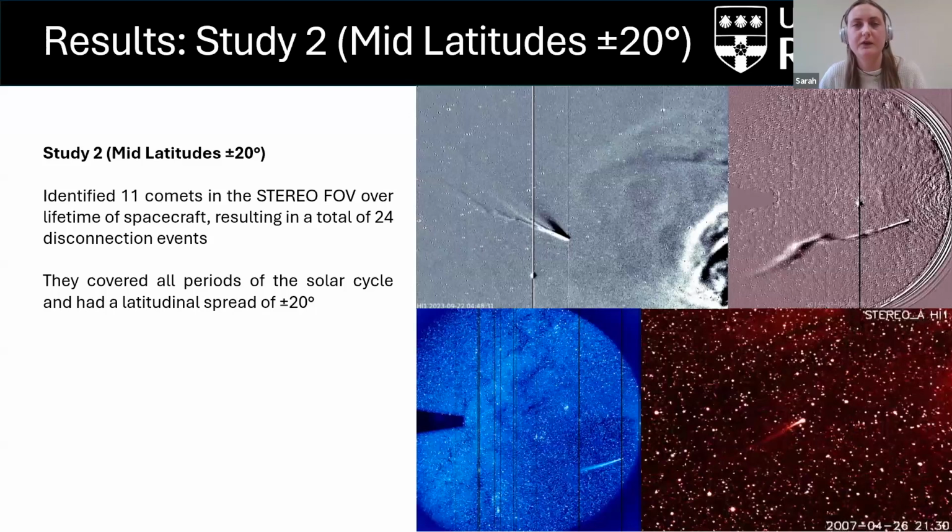So study 2 was focused on the mid-latitudinal range, so plus or minus 20 degrees. What I did was go through all the STEREO A and B data from 2007 to 2023 and identify any comets that were captured in the field of view. I then ruled out any that were low resolution, or you couldn't really see what was happening, or they were covered up by data gaps and things like that. But I identified 11 comets over this time period, and this resulted in 24 disconnection events in total, because sometimes the comets undergo more than one disconnection event while they're in the field of view. So these events covered all periods of the solar cycle and had a latitudinal spread of about plus or minus 20 degrees.